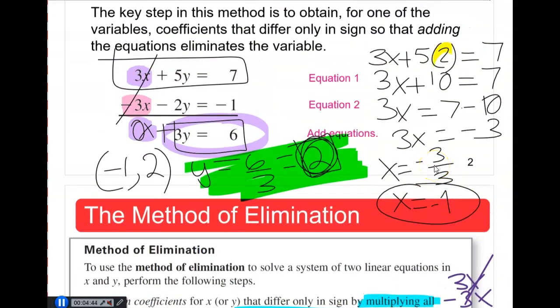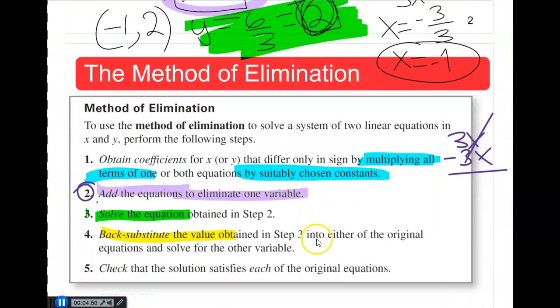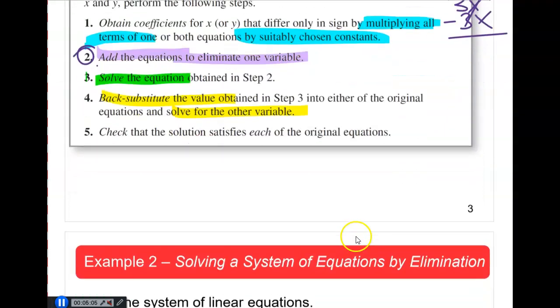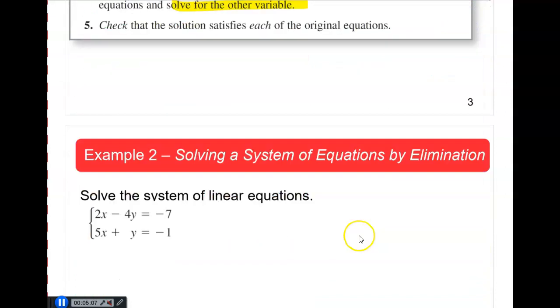So we substituted y equals 2, and with that we solved for x, and we found that it was negative 1. So you solve for the other variable. And then of course you check if the solution satisfies each of the equations. You could also graph them and see if that is the intersection point. So do that. Check your solution, especially if you're taking a test.